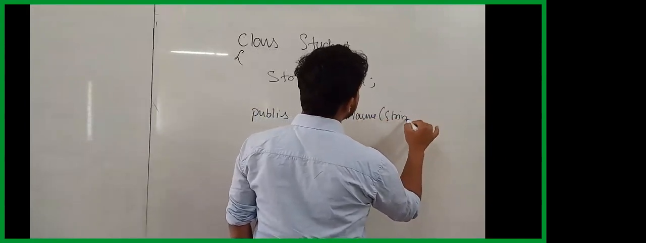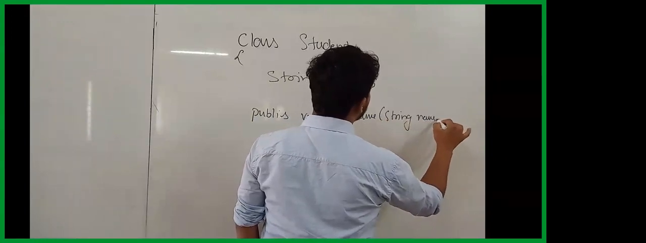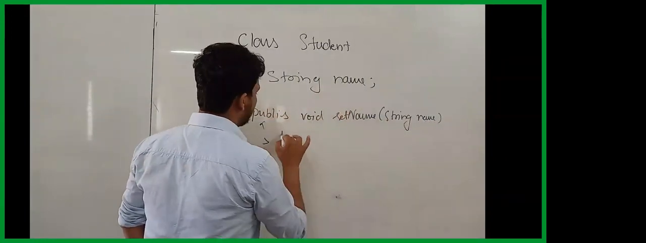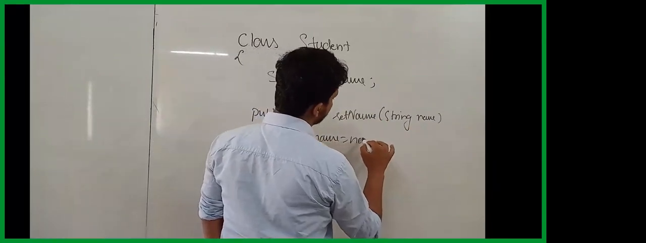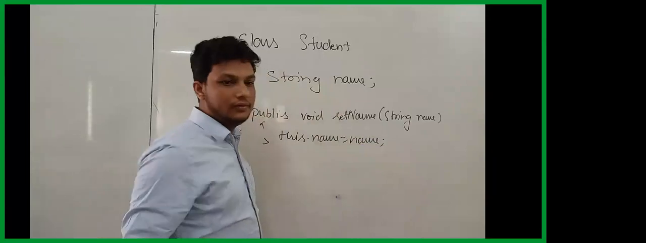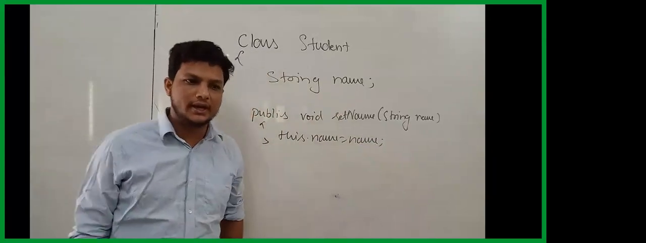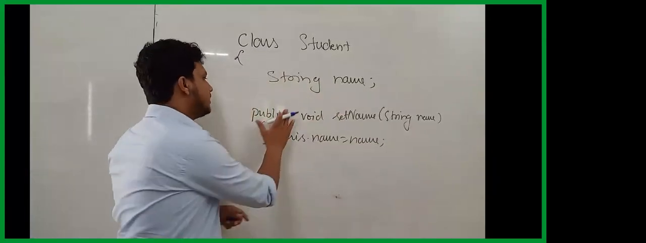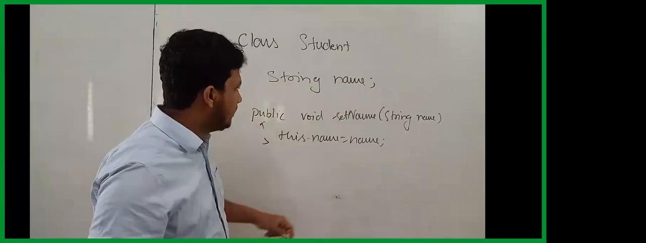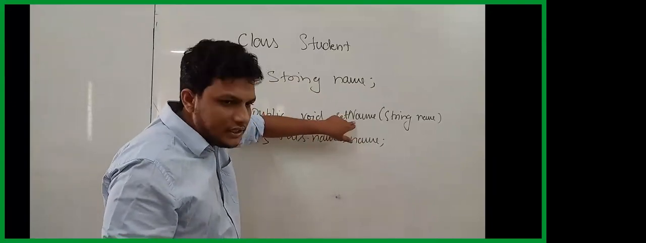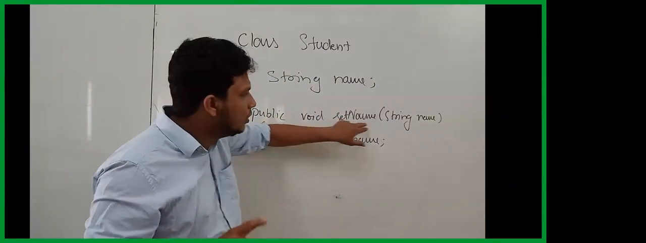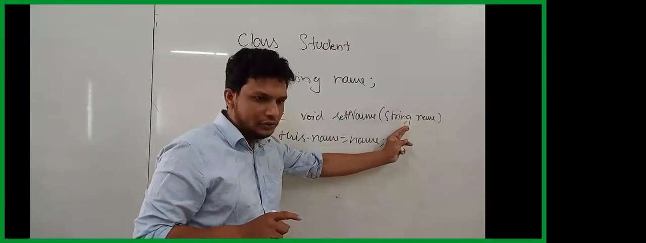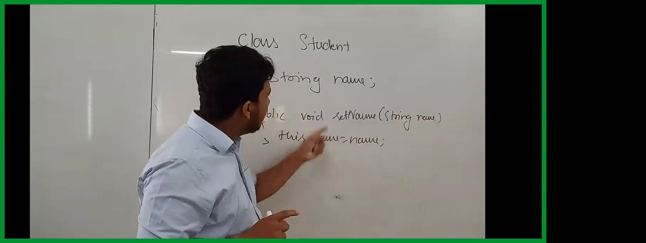I'll write string name, and then this dot name is equals to name. This is what we have seen in our setters. This is how we create a setter. Now, if you see here properly, this setter is just one normal method. What does it do? It collects a value from the user and puts that value into the instance variable.